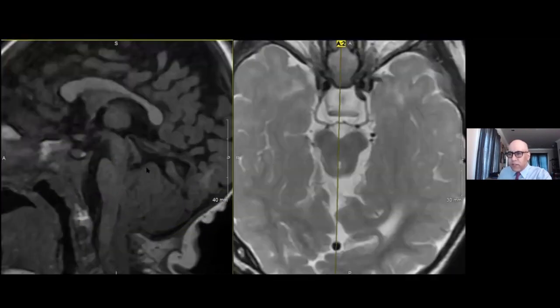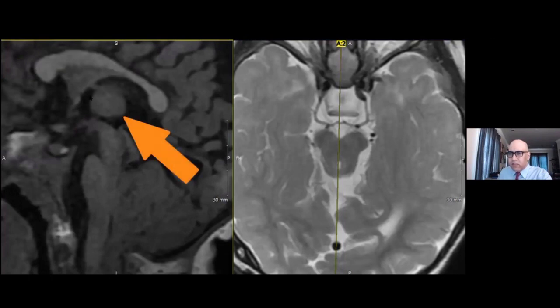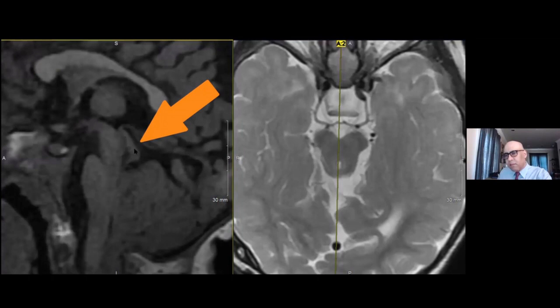We're seeing several other features. We're seeing a large massa intermedia. We're seeing somewhat of a beaked appearance or posteriorly pointing appearance of the tectal plate related to a more horizontal appearance and configuration of the inferior colliculi. Now, every patient with Chiari type 2 malformation is a little bit different.